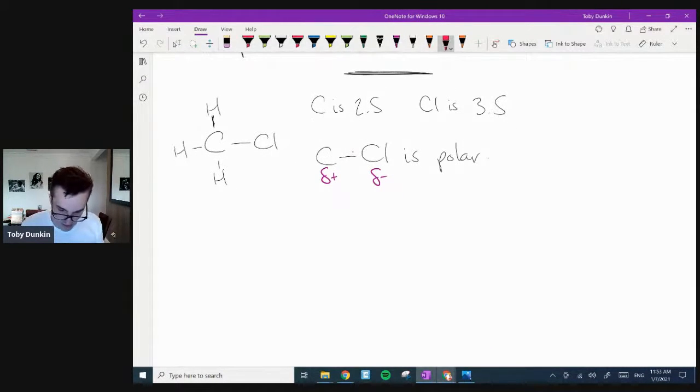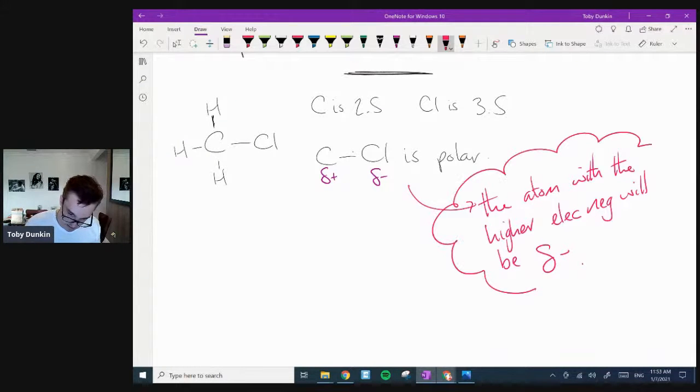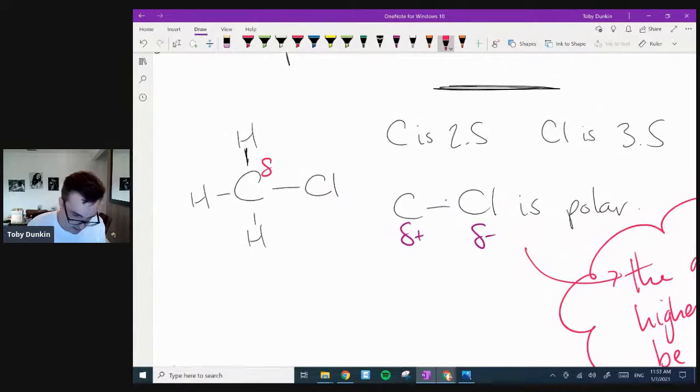And this is your next nota bene. The atom with the higher electronegativity will be slightly, it's a delta, slightly negative. That's so important. So we can now label our molecule: slightly positive and slightly negative.